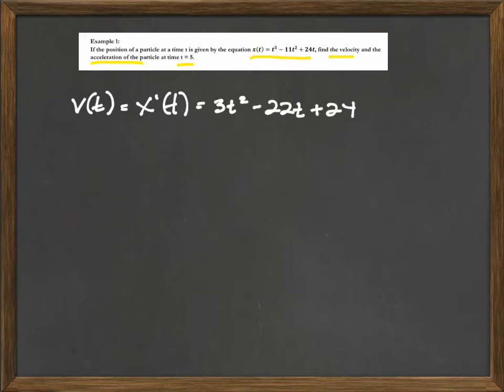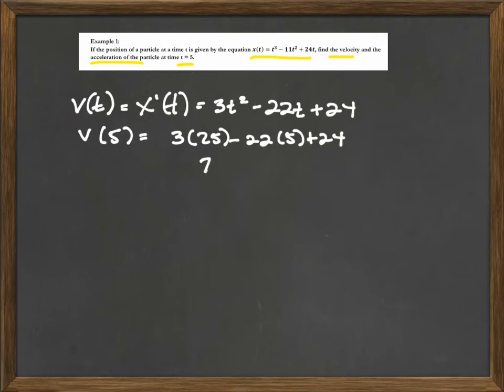And then, well, okay, let's just do v of 5 right now. That's equal to 3 times 25 minus 22 times 5 plus 24. So that's 75 minus 110 plus 24. And so you get v of 5 is equal to negative 11.